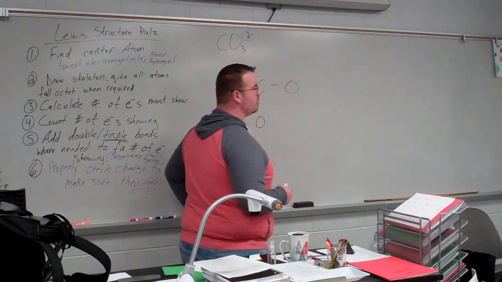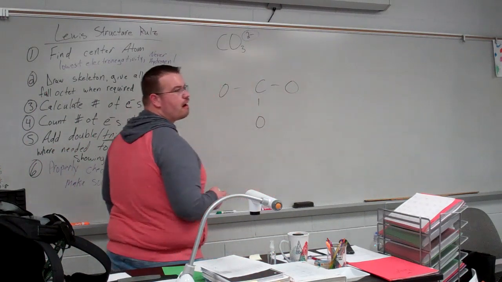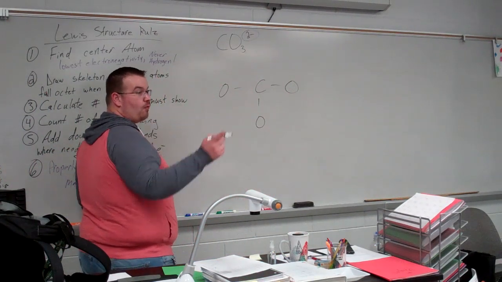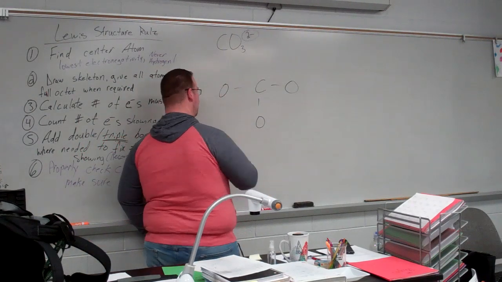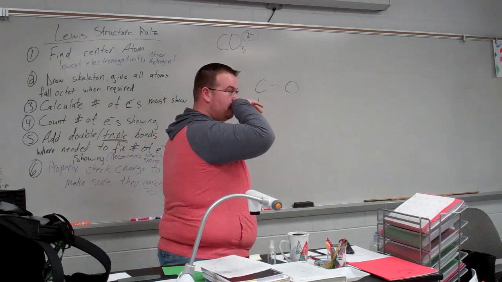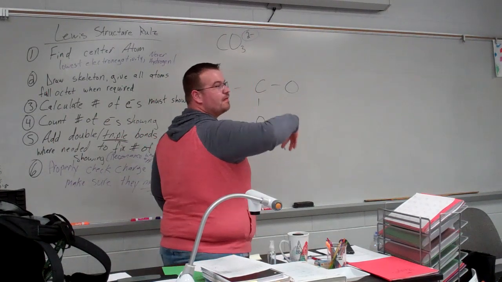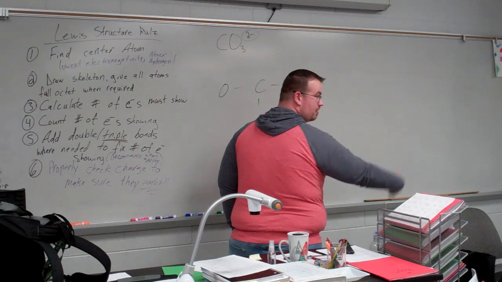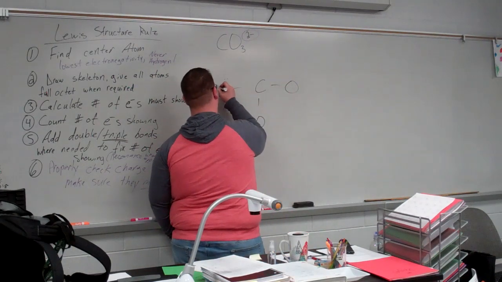Give everything a full octet. How many lone pairs for the oxygens? 3. Why 3? They all have a bond to it, which means they need 6 electrons, which means 3 lone pairs.